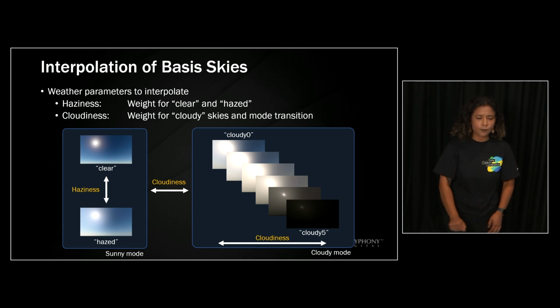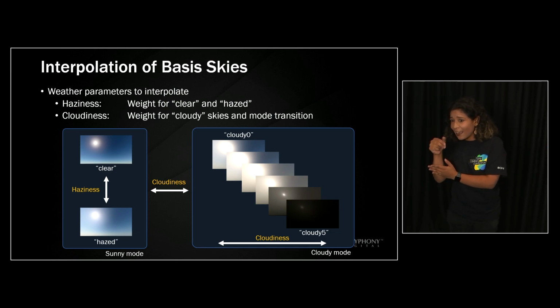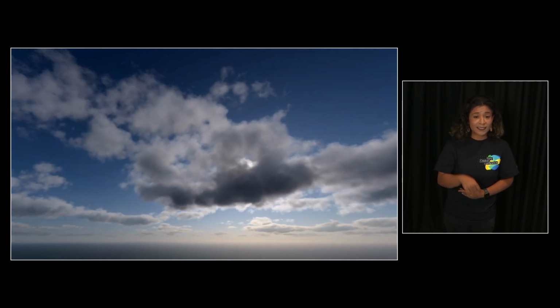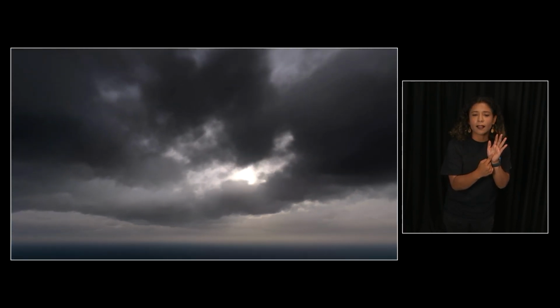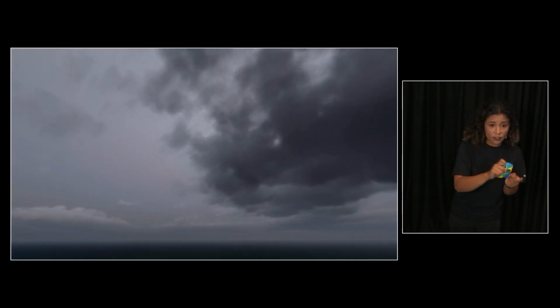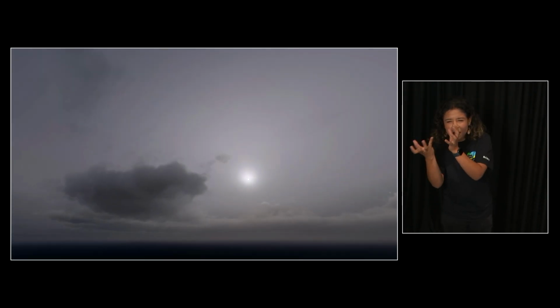Here is an overview of interpolations of basis skies. Two parameters, haziness and cloudiness, are used to interpolate each lookup table. This is an example result of our weather transition with clouds. As you can see, the weather transition between clear and cloudy sky is expressed very well.